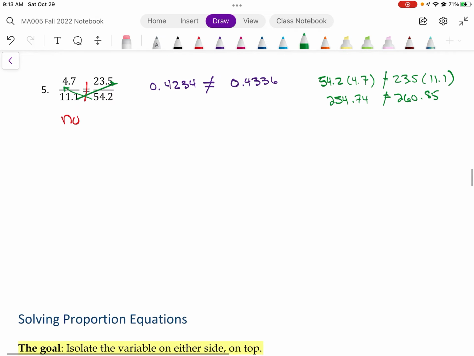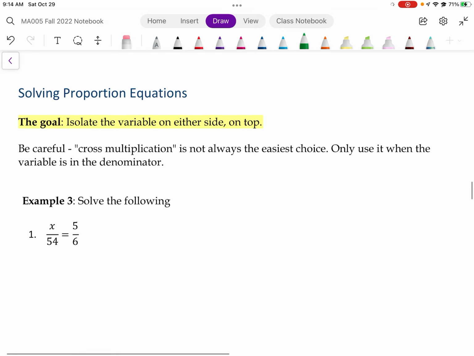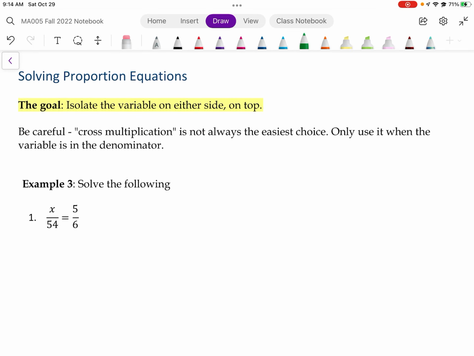All right, so we're going to do a few solving proportion equations. The goal is to isolate the variable on either side on top because we're solving an equation. So solving an equation means we find what the variable equals. Okay, so there's a difference between solving and evaluating. Solving, we're finding the variable. Evaluating, we're just plugging in a number for x and finding what it would be. That's not what we're doing here.